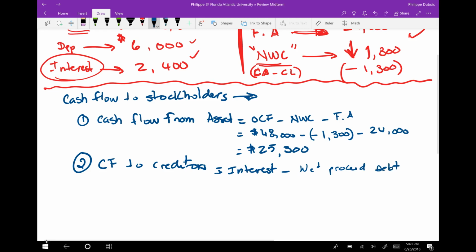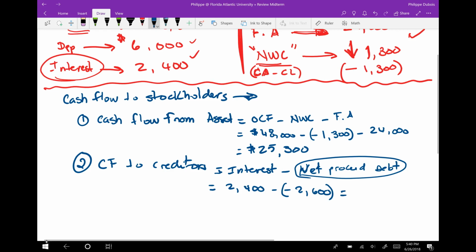The reason why I said net proceed, if the company raised money in the form of debt, this number will be positive. If the money is paid down, this amount will be negative. All right. So this is simply 2,400 that you paid interest minus the 2,600 that you paid. That's a cash outflow. Therefore, 24 plus 26 equals something like 5,000, I believe.